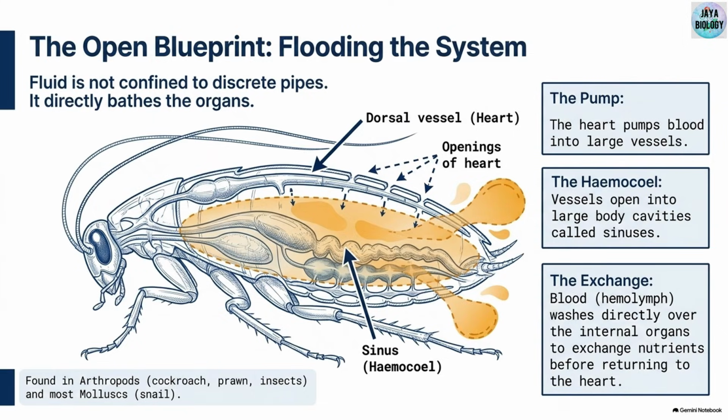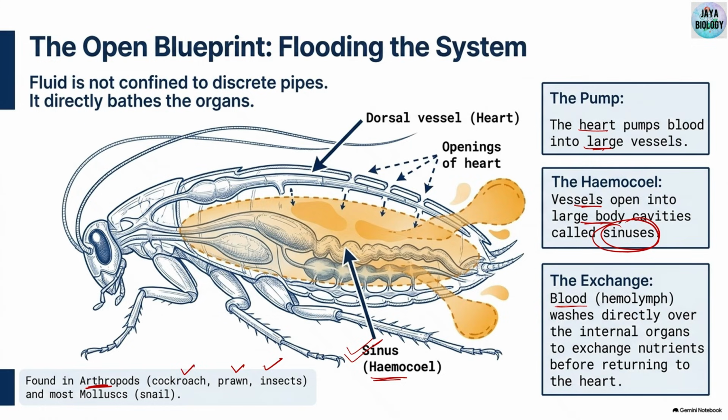Examples of open circulatory system we discuss right now are Arthropoda and Mollusca. So examples of Arthropoda are cockroach, prawn, insects. Here what will happen? Heart will pump the blood into the large vessels, and vessels will open into the large cavity that is known as sinuses. In the cavity the blood present is known as hemolymph. That is why the cavity is also known as hemocoel.